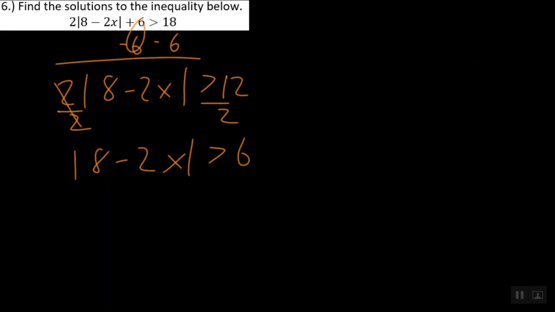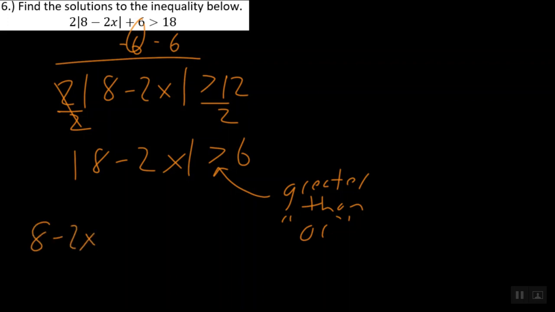Now from here, remember, when you have a greater than symbol, this is really our or statement. So I actually have to split this up into 2 different segments. 8 minus 2x is greater than 6, or 8 minus 2x is less than -6. Notice that when this goes from a positive to a negative, that's when the inequality flips.